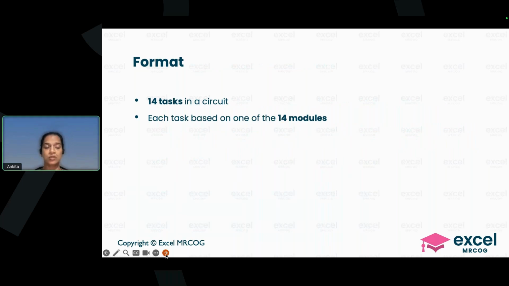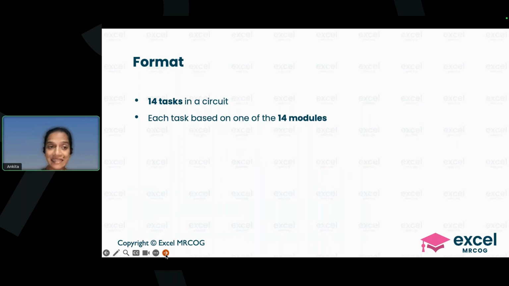Just to brush through it quickly, what is the format of the MRCOG Part 3 exam? As you must have read, or you must be familiar, and those who have answered the exam previously would know, we have 14 tasks. These 14 tasks are based on 14 modules, like the early pregnancy module, the antenatal care module, the maternal medicine module, then general gynaecology, oncology, urogynaecology, and so on and so forth. You would have 14 such modules in the exam, and there would be one task per module.